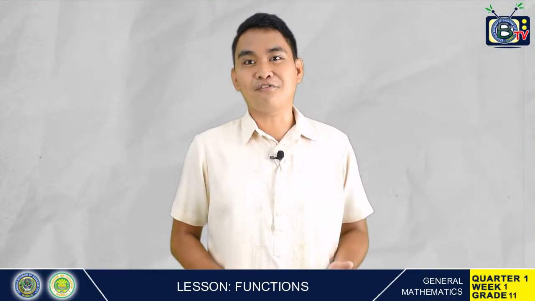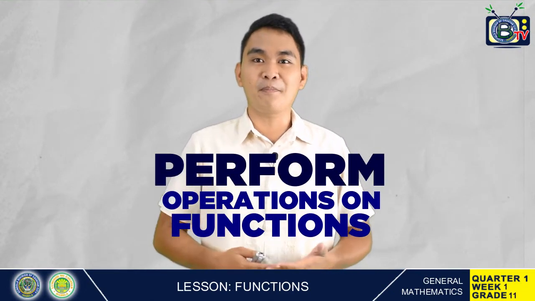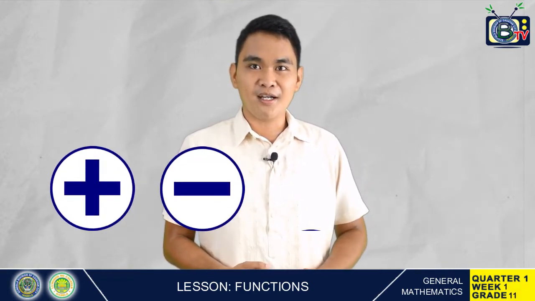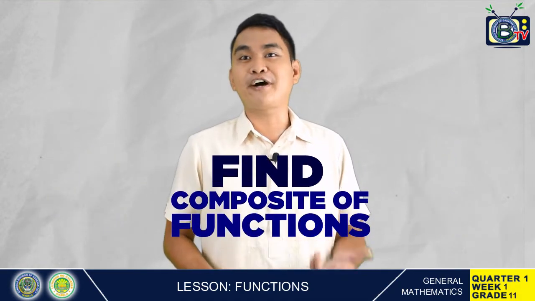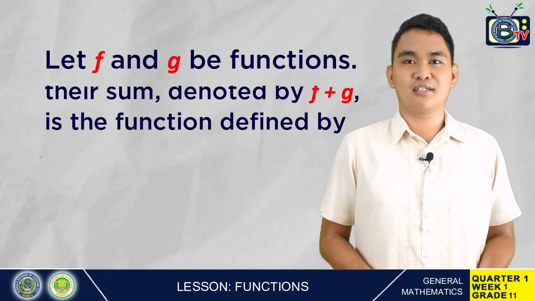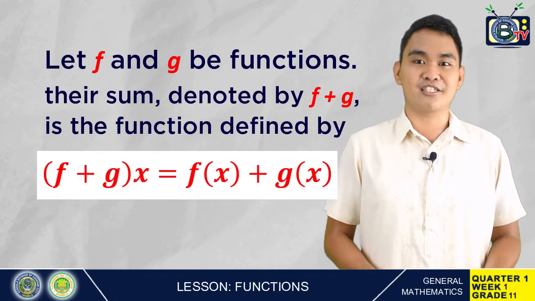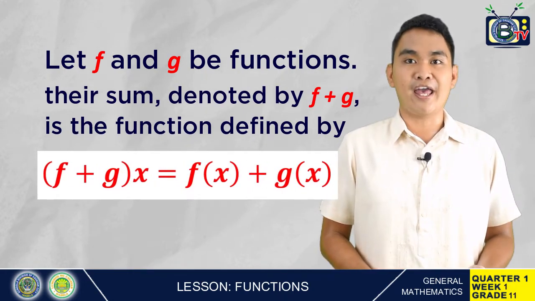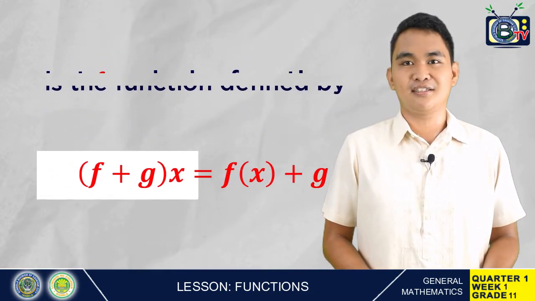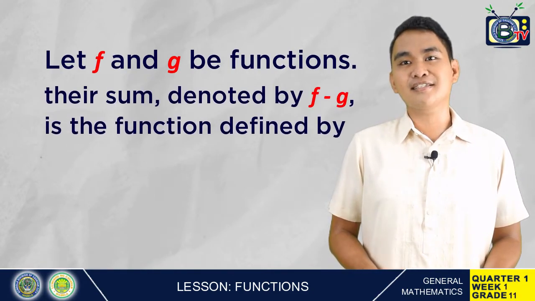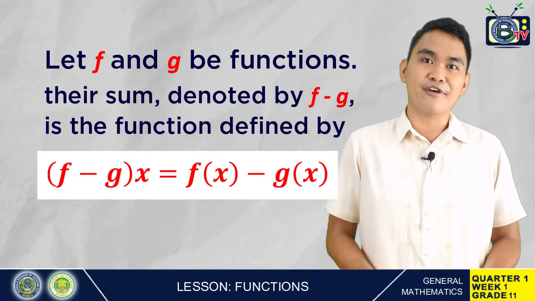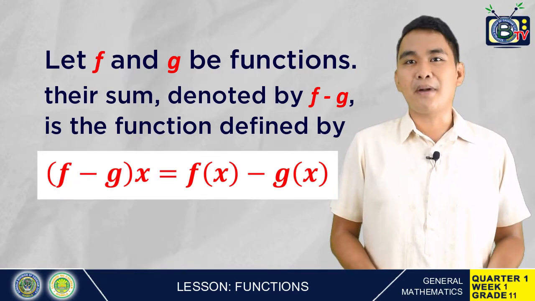For the last part of our lesson, we are going to perform operations on functions. This means that we are going to add, subtract, multiply, divide, and find the composite of functions. Let f and g be functions. Their sum, denoted by f plus g, is the function defined by f plus g of x is equal to f of x plus g of x. On the other hand, their difference, denoted by f minus g, is the function defined by f minus g of x is equal to f of x minus g of x.